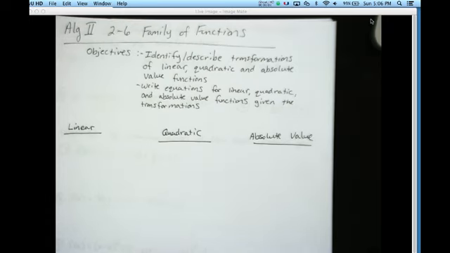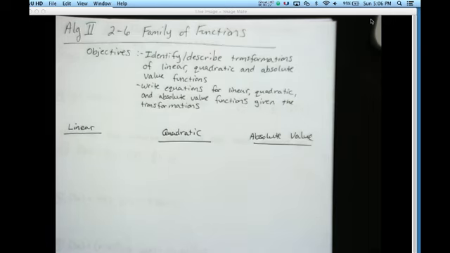In this lesson, we are going to be talking about families of functions and the transformations that you can do to each one. So by the end of the lesson, you should be able to identify and describe transformations of linear, quadratic, and absolute value functions, and write the equations for each of those functions given their transformation.